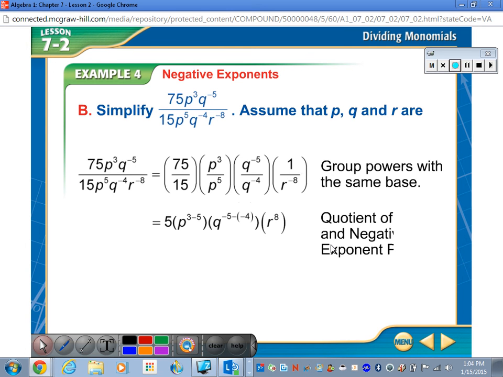And so when you look at this, you do 75 divided by 15, which is 5. Then you're going to have 3 minus 5, negative 5 minus a negative 4. So don't get that confused. Make sure you have the right number of negatives in. And then you just have r to the 8th on the top because it was underneath 1. So you just move that up.